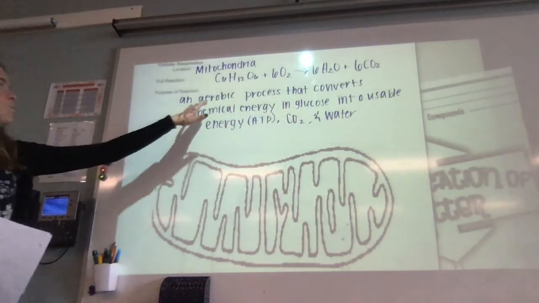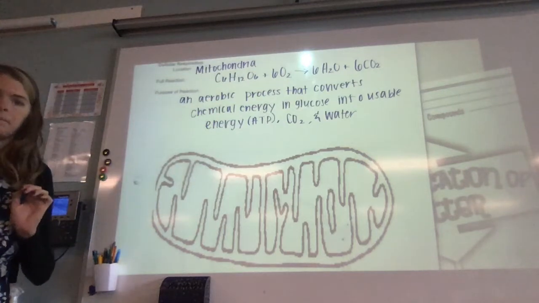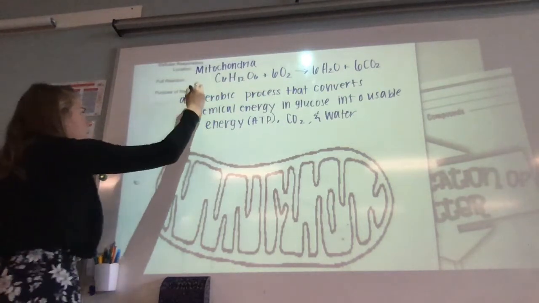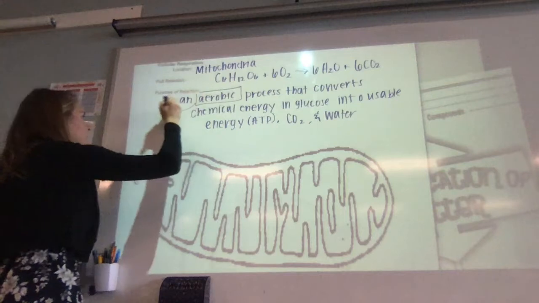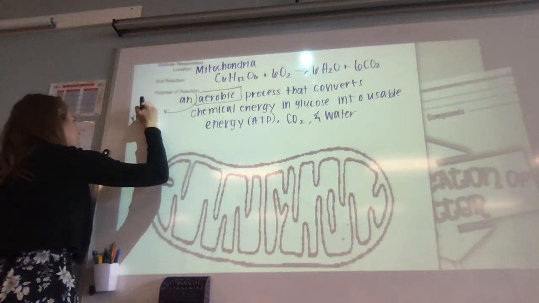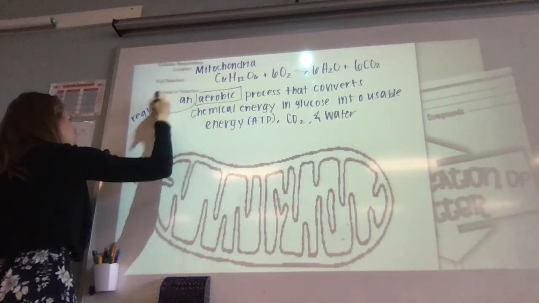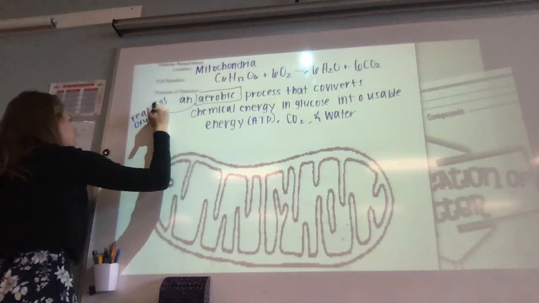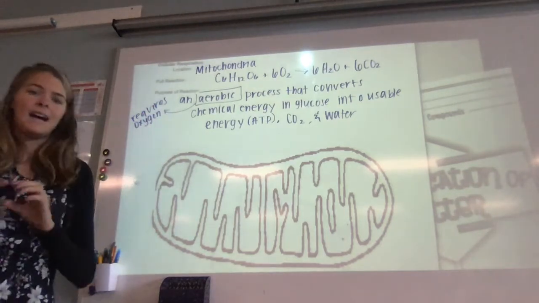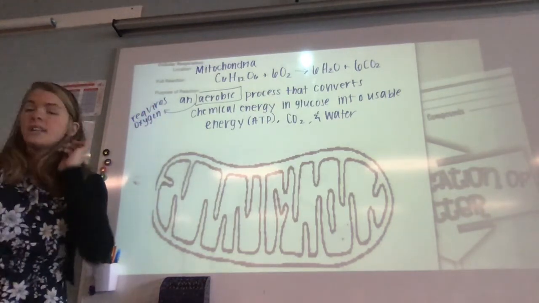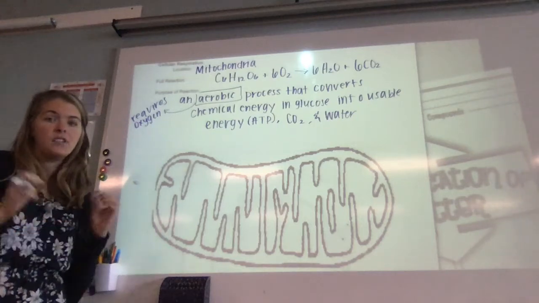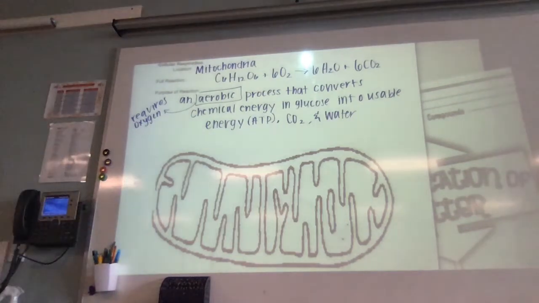So aerobic, what does aerobic mean? Aerobic means that something requires oxygen. Okay, it requires oxygen. So we know that we as humans need oxygen to breathe. Later next week, we are going to talk about processes that don't require oxygen and how other things make energy without oxygen.